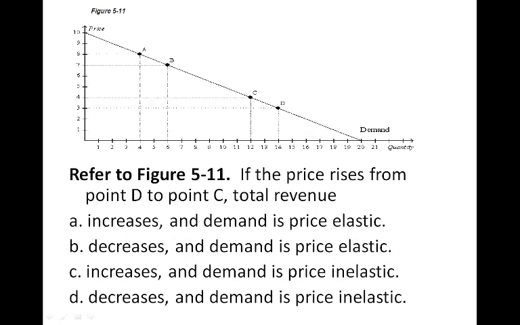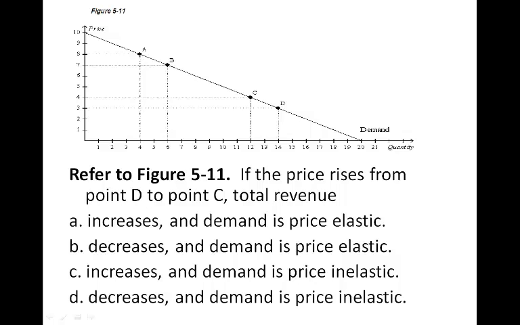Next problem. Refer to figure 511. If the price rises from point D to point C, total revenue... Now remember, total revenue is equal to price times quantity. So first we're at point D where the price is $3, and that means if you go over to the demand curve and down, you see that the quantity that's going to be bought is 14. So the total revenue is price times quantity. So it's $3 times 14 units of the goods sold. So the total amount of revenue is $42.